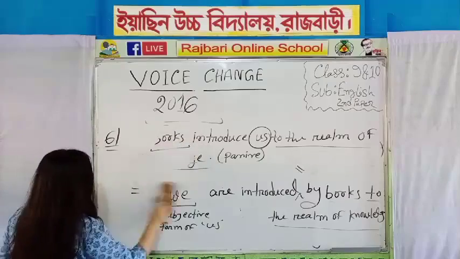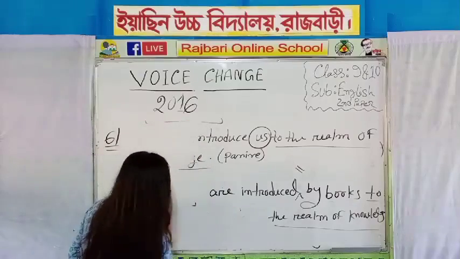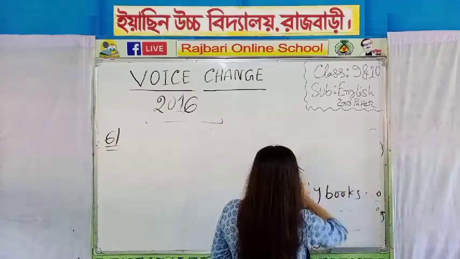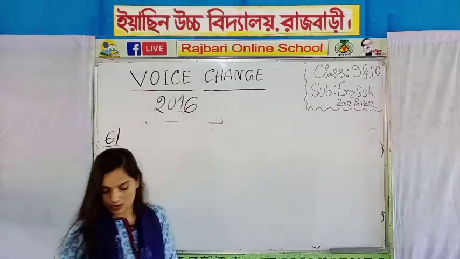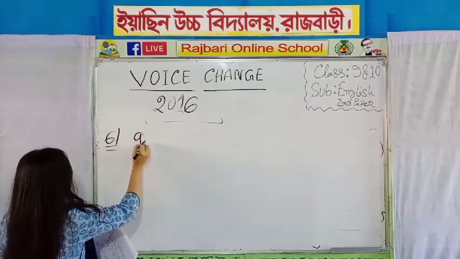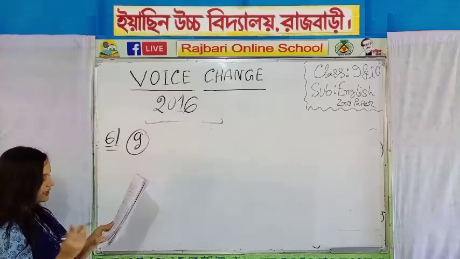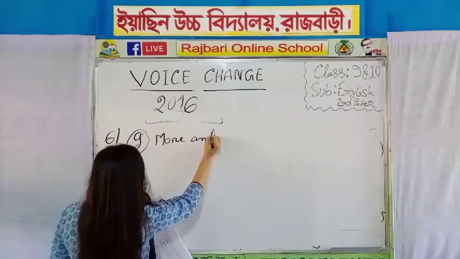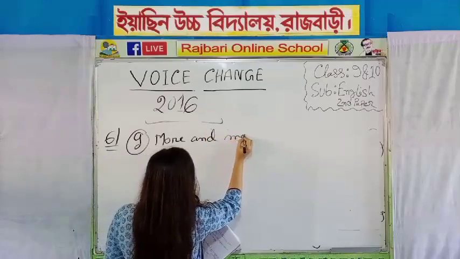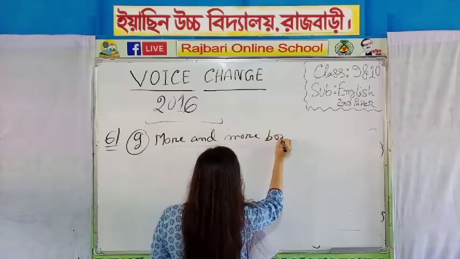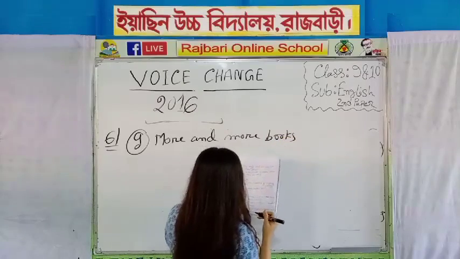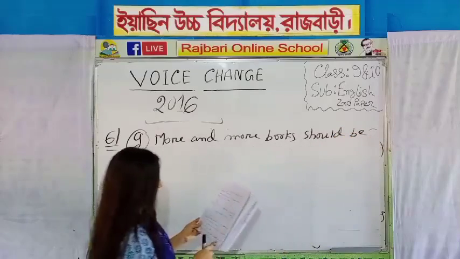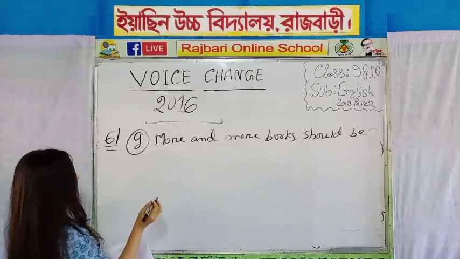Now second question is, question number G. The sentence was, more and more books should be read.